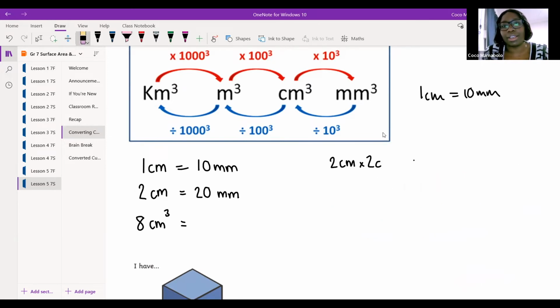I'm going to ask you guys, if I have 7 centimeters cubed, how many millimeters cubed am I going to have, guys? Pop it in the chat. How many millimeters cubed am I going to get?